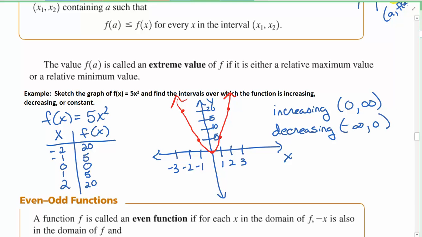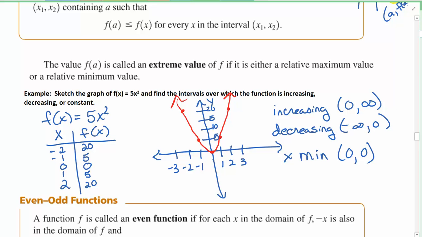And it looks like we have a min at the coordinate 0, 0. We have what we call an absolute min in this case, because that's definitely the lowest value of the function.